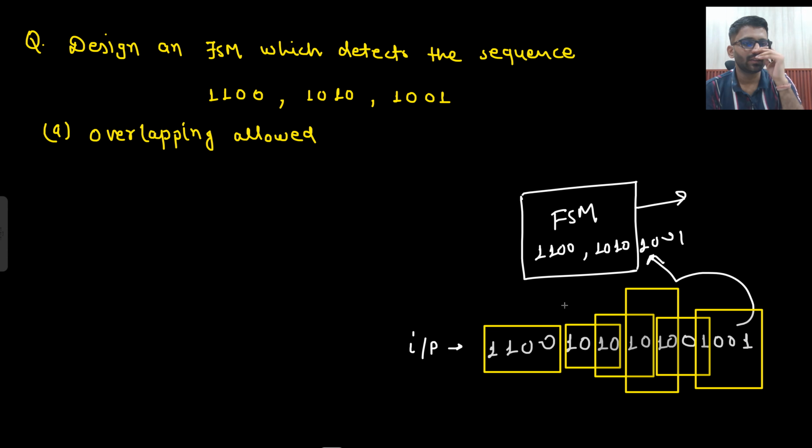So what this FSM does, it will detect all these three combinations. If in the input stream you are getting 1 1 0 0 or 1 0 1 0 or 1 0 0 1, it will detect all of them and will give high output. So this is what it means.